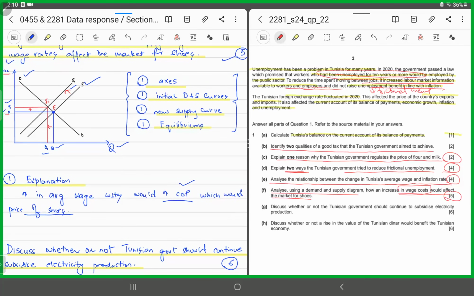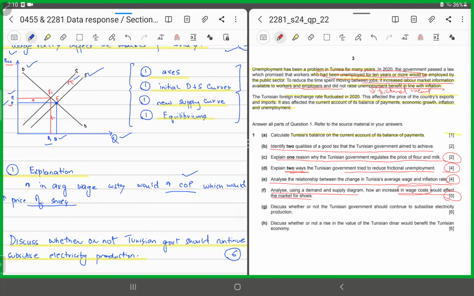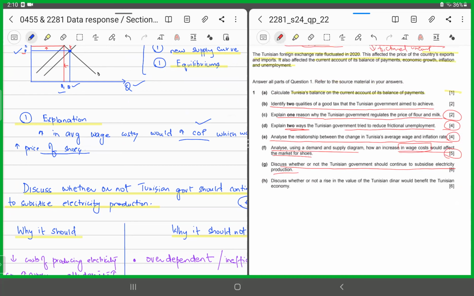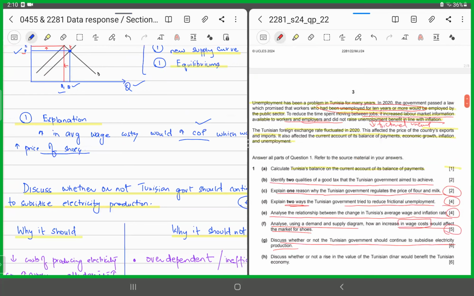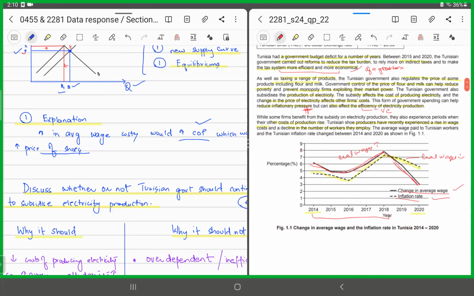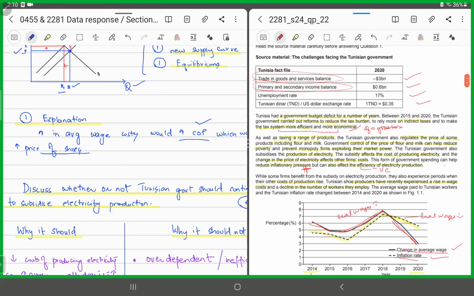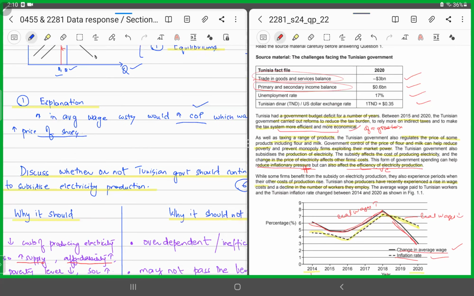Part G. Part G says, discuss whether or not the Tunisian government should continue to subsidize electricity production. In this part, they are asking us whether it's good for a government to subsidize electricity or not. Now, earlier we had identified that though subsidizing was reducing the inflationary pressure, yet it was also affecting the efficiency of electricity production, right? So now, it's a discuss question, and let's see what we have to say in this part.